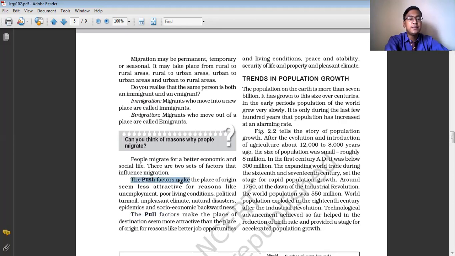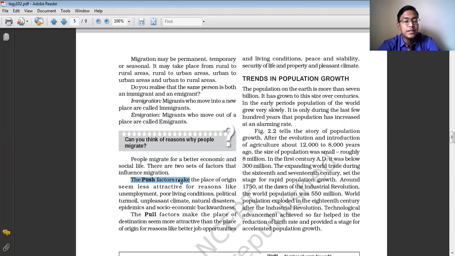Push factor basically means the factors which force people to leave their present place of residence and migrate to some other place. Suppose in Siliguri, better job opportunities are not available, and better educational facilities are not available. So the people are migrating from Siliguri to other areas. Unemployment and lack of better educational facilities are forcing the people and students of Siliguri to migrate to some other cities.